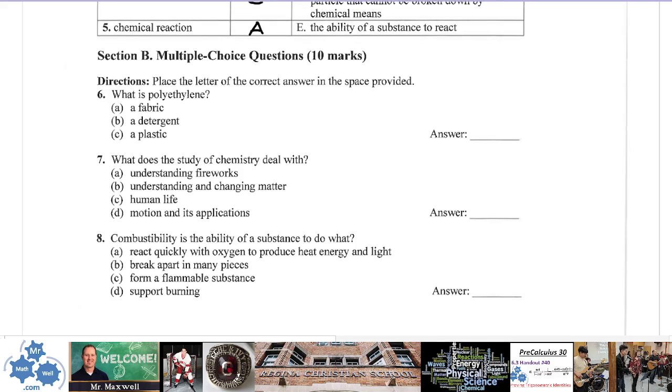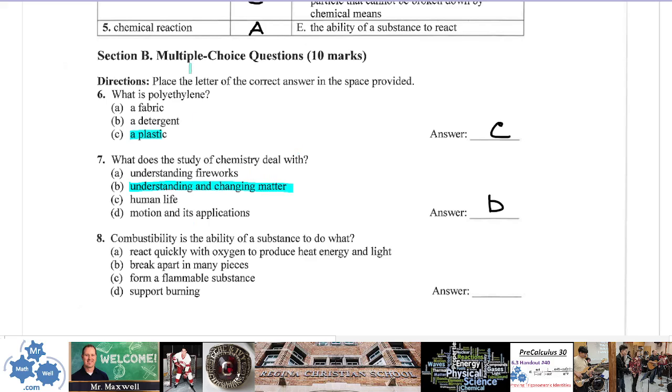All right, section B. Place the letter of the correct answer in the space provided. What is polyethylene? C. Polyethylene is a plastic. Number 7. What does the study of chemistry deal with? The answer is B. Understanding and changing matter.